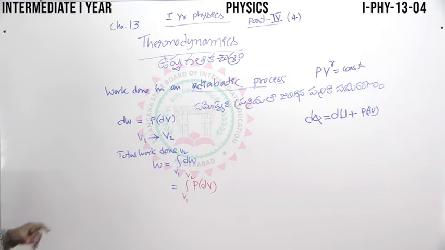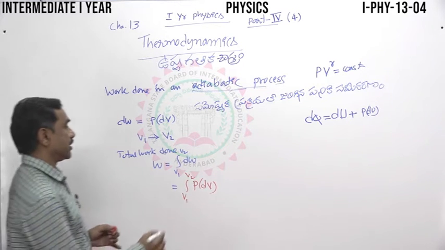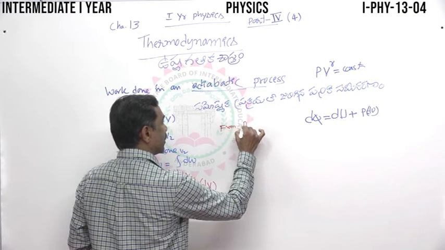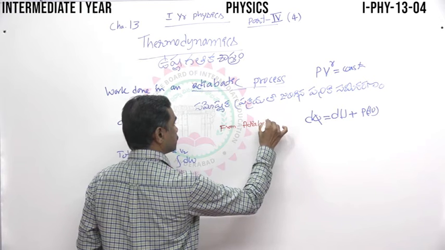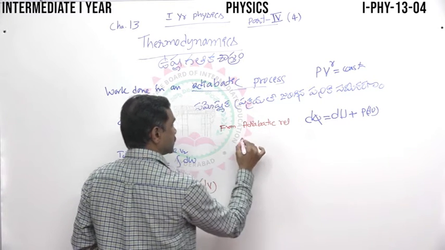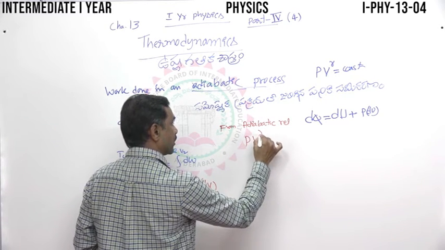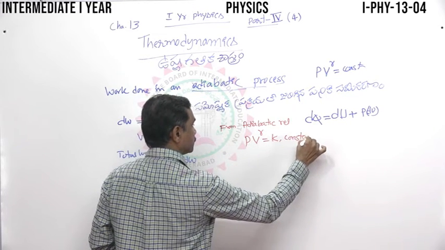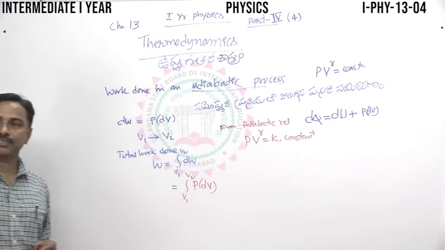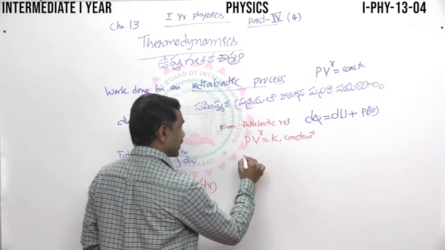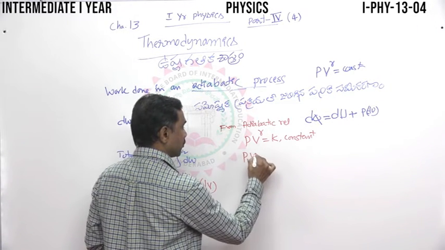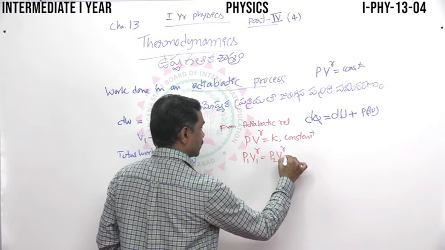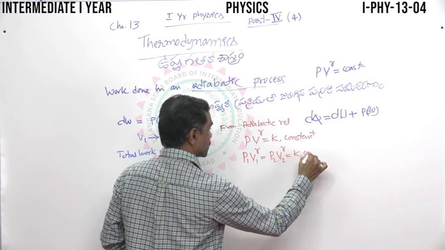Now, what is the adiabatic relation? As we already know, from the adiabatic relation, PV to the power of gamma is equal to K, a constant. This we already discussed in the previous part. We can write it like this: P1 V1 to the power of gamma is equal to P2 V2 to the power of gamma, which is equal to K, constant.